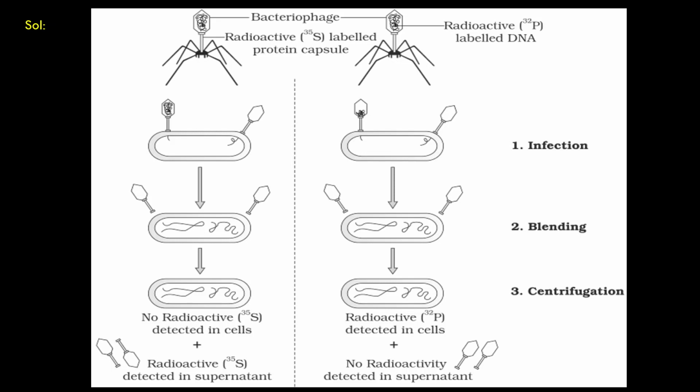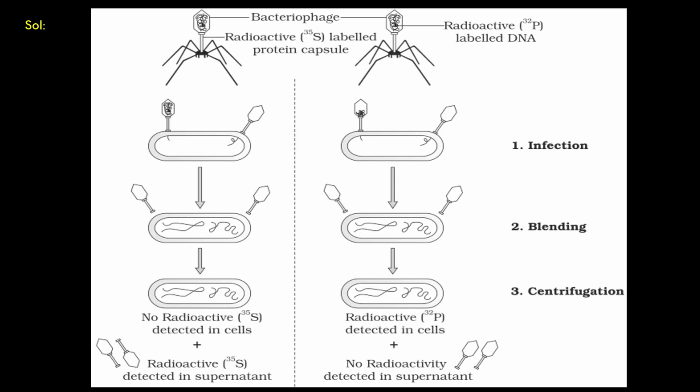See here, the first bacteriophage was labeled with S35. S35 could label the protein capsule. In the second one, P32 isotope was used that can be incorporated into the DNA of the bacteriophage. So when infection is done, both infect the bacteria, and after infection, with successful incorporation of the DNA into the bacteria, blending is done. In both the cases, the viruses, the ghosts are separated from the bacteria which are infected.